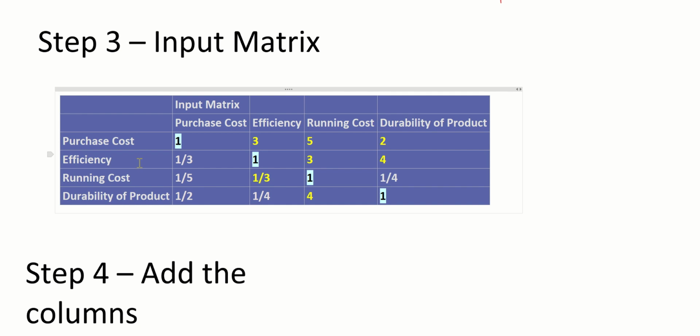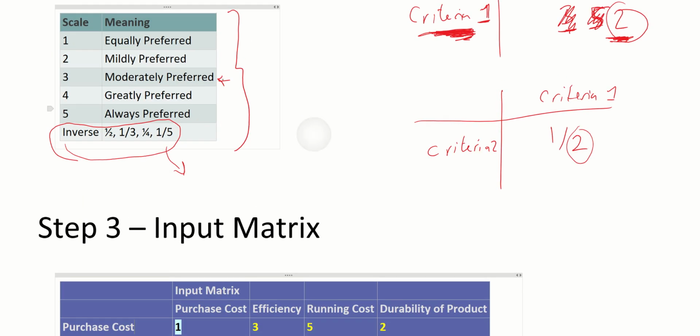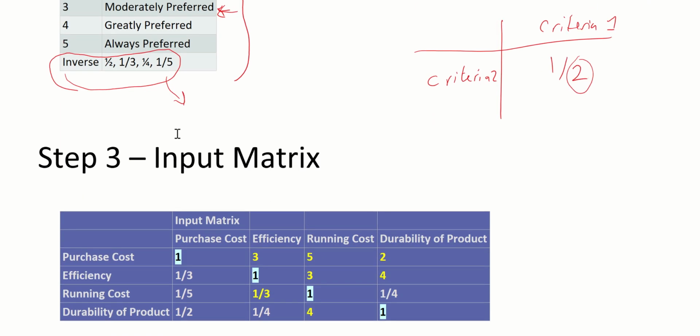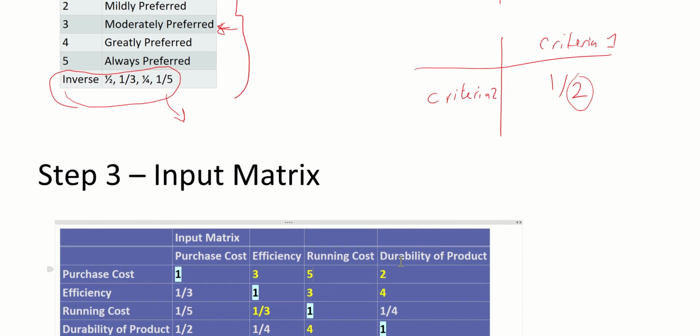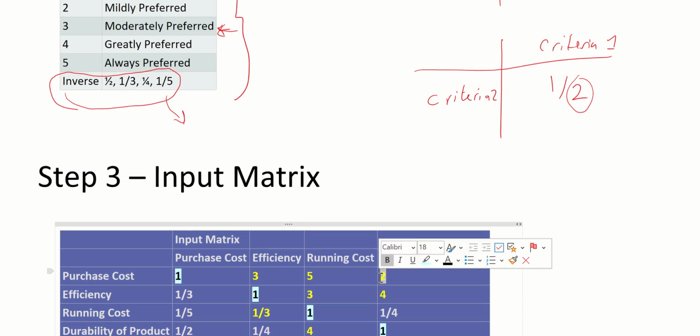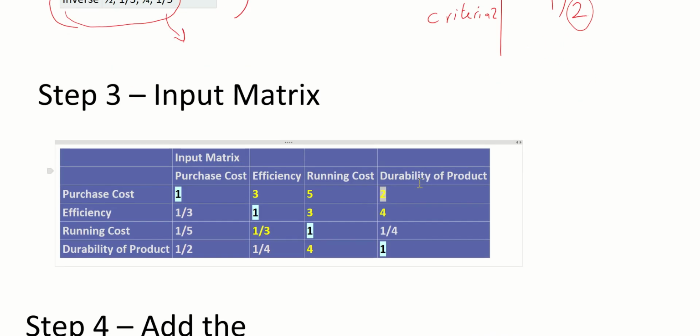So let's look at purchase cost. Purchase cost relative to efficiency. Purchase cost in this case is number 3, and number 3 from here is moderately preferred. So purchase cost is moderately preferred to efficiency. When it comes to running cost, purchase cost is always preferred to running cost. And for durability, purchase cost is mildly preferred to durability of product. Okay, so these are the numbers.